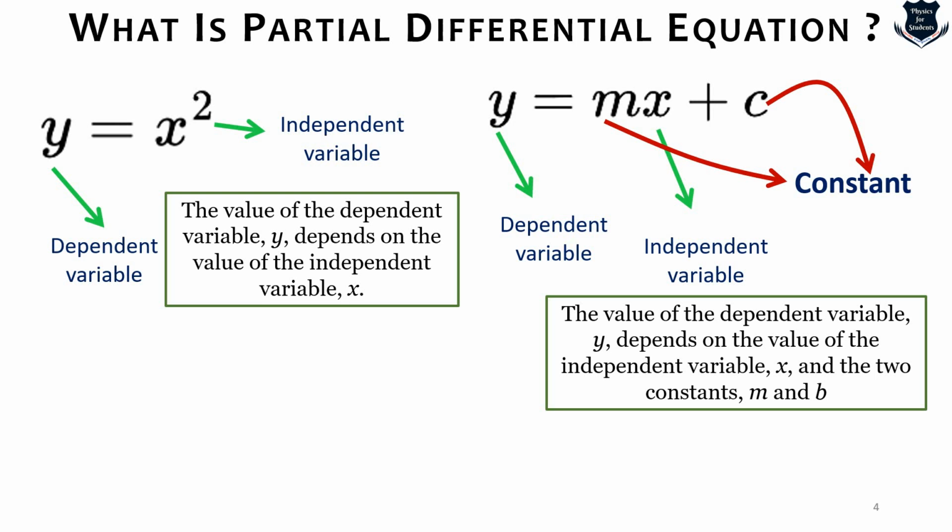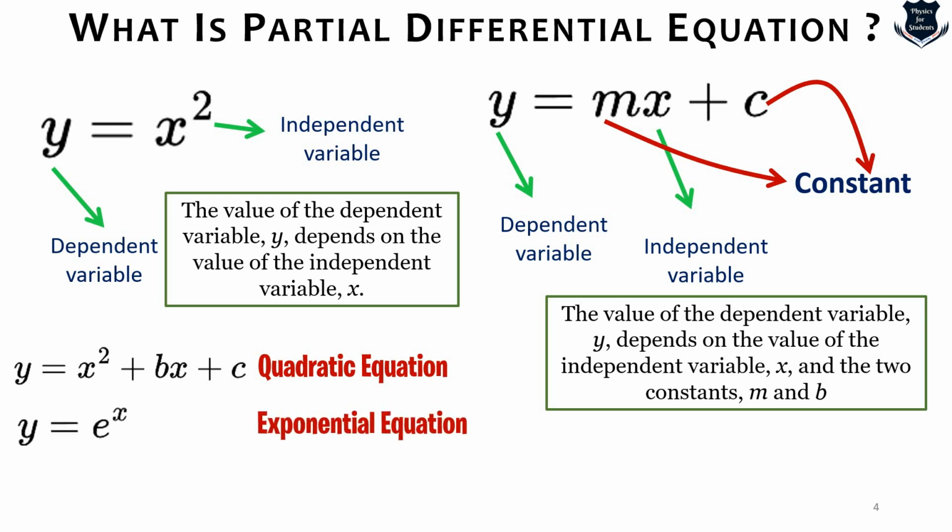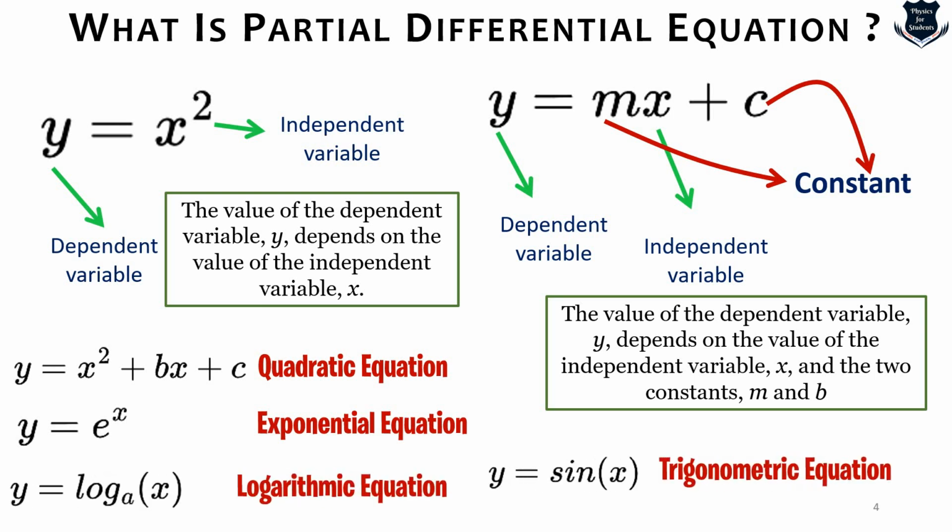Now there can be more examples which are very simple, and let us see them one by one. One is this one, y equals x squared plus bx plus c. This is a quadratic equation. Then we get y equals e to the power x, which is an exponential, and we get y equals log of x, which is a logarithmic equation, and y equals sine of x, or y equals cos of x, or y equals tan of x. So it goes on and on. These are simple examples of dependent and independent variables, and what we know in general.